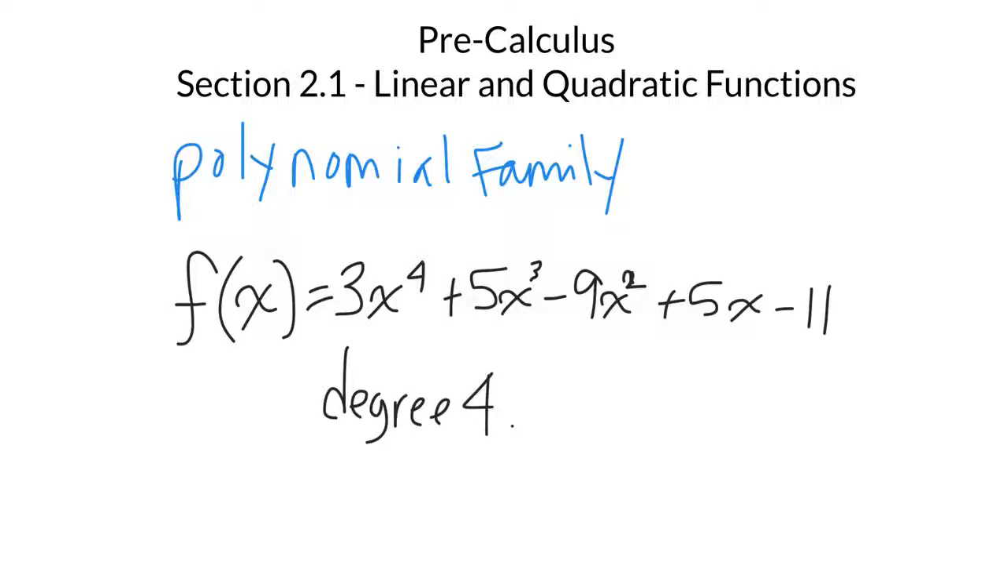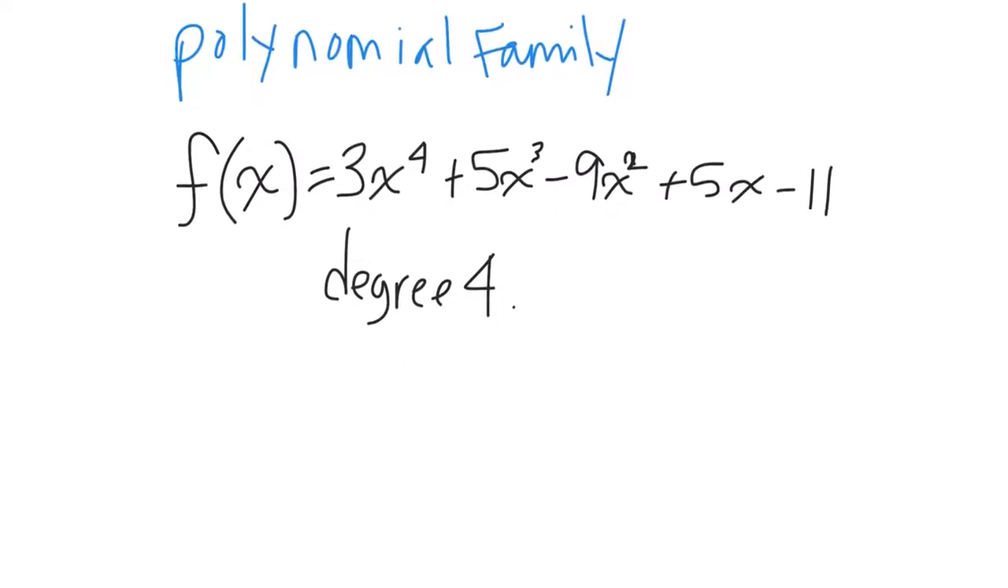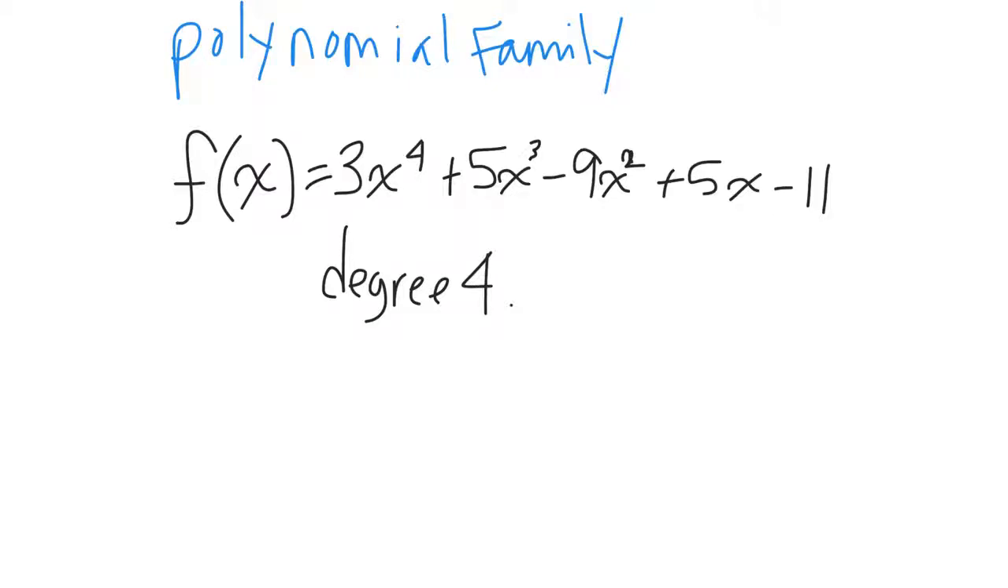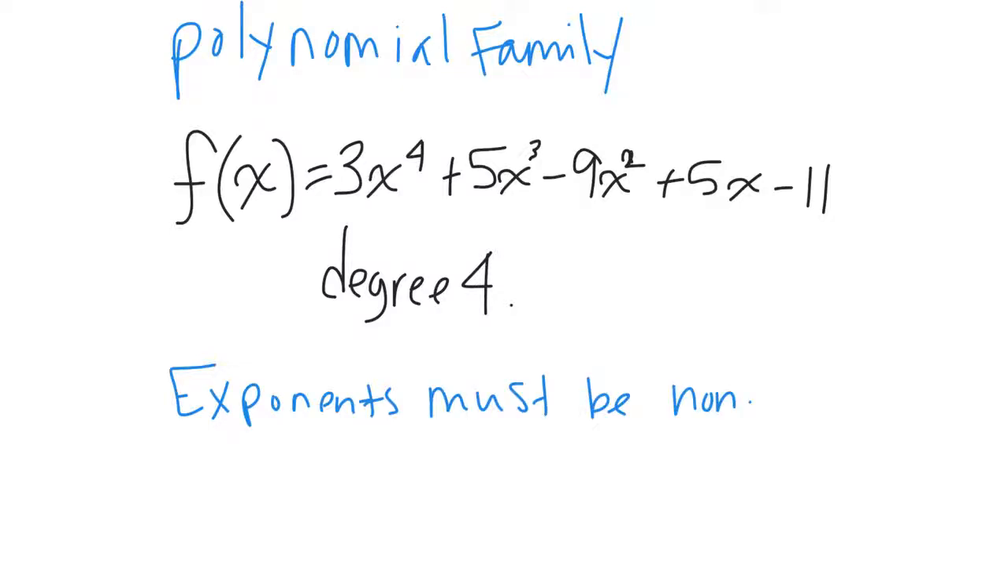So to be a polynomial, we have a couple of rules for our exponents. In this case, the exponents must be non-negative integers. And if you remember, integers are whole numbers.